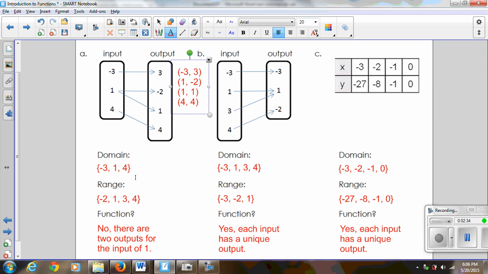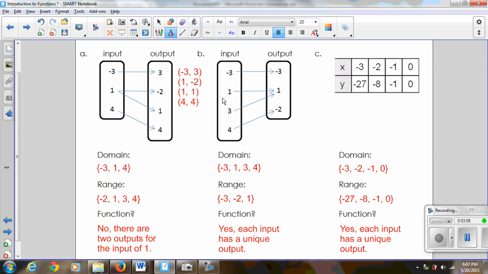So the domain, and notice that I'm using set notation. These are the brackets, and the brackets simply enclose all of the values in our domain. And so all of our domain values in letter A are just our input values, -3, 1, and 4. And then our range is going to consist of all of the output values. And I went ahead and put them in numerical order, smallest to largest. This, again, is not a function because the input value of 1 maps onto 2 outputs. In order for it to be a function, it can only map onto 1.